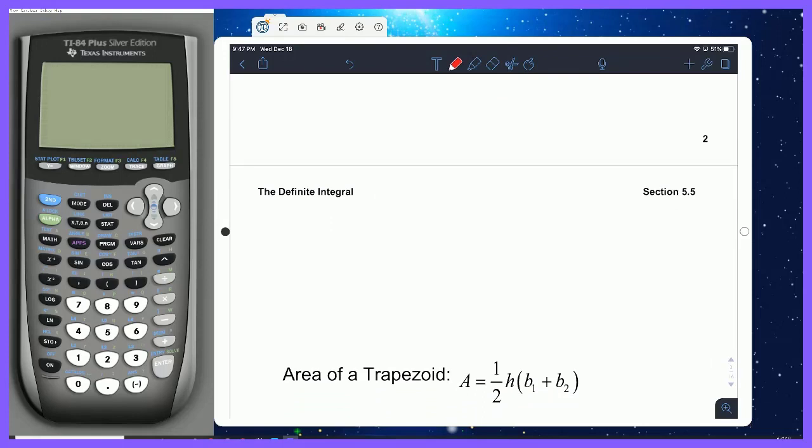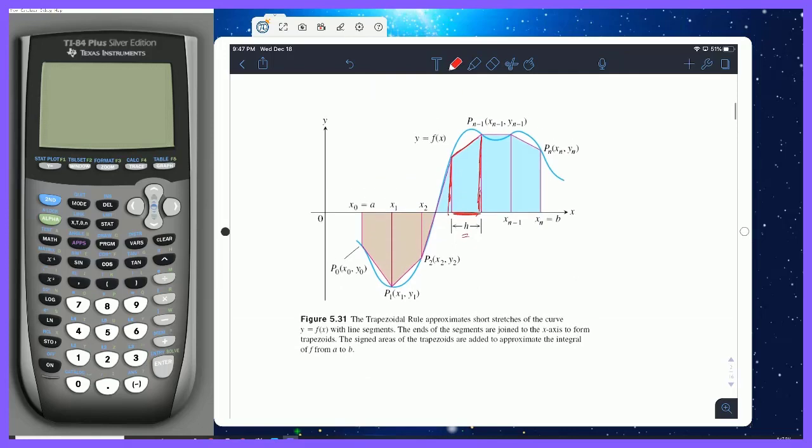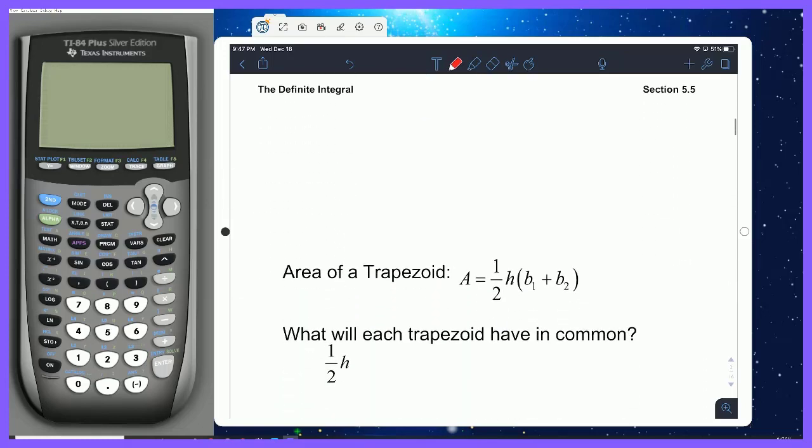So if you think about each trapezoid in this, there are 4 blue trapezoids. We'll call them trapezoid 1, 2, 3, and 4. You ask yourself what these trapezoids have in common. If I calculated the area of each of them, they would each have the 1/2 in common, and they would each have the same height. Just like the rectangles, we have to make them equal height, okay? So that means that each of these trapezoids has a 1/2 h in common.